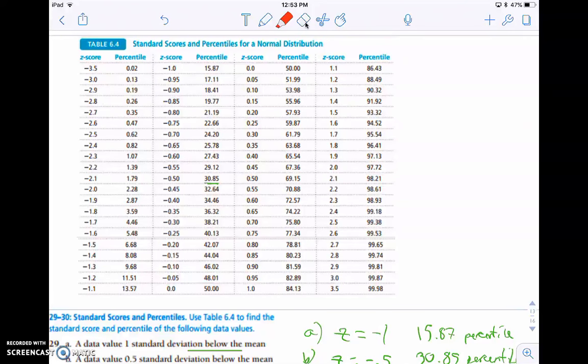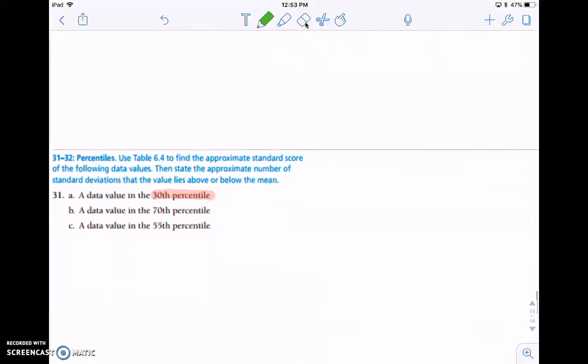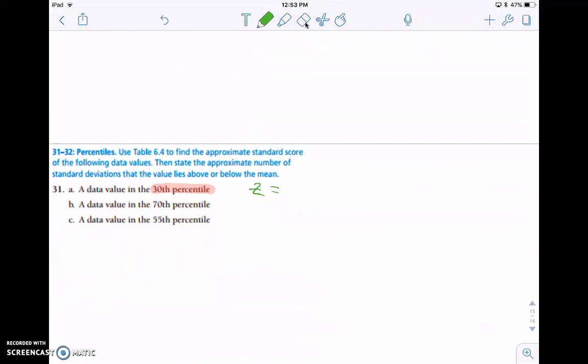So 30 is going to be somewhere between negative 0.5 and negative 0.55, and we'll call it about negative 0.52-ish. So the z-score is going to be approximately negative 0.52. It's going to be somewhere in the middle of those. And so you are 0.52 standard deviations below the mean, since you're negative on that.